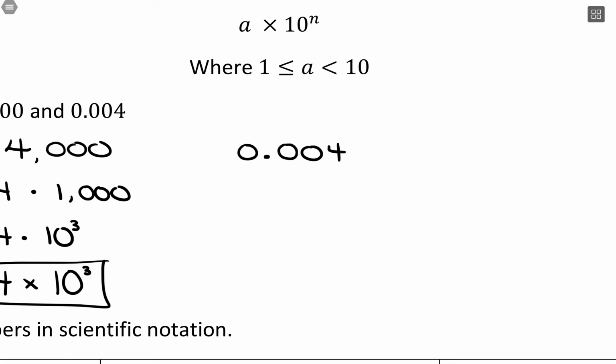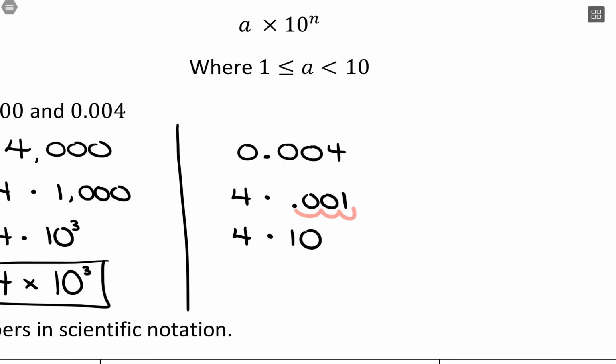Now, with this one right here, what we can do is, if we think in a similar way, this would be 4 times 0.001. So again, changing it to a power of 10, which would be 4 times base 10 to a power of, and again, if it helps, you could think 1, 2, 3. So we moved 3 spots. So this would be a negative 3.